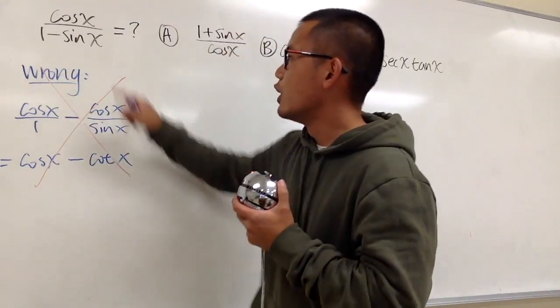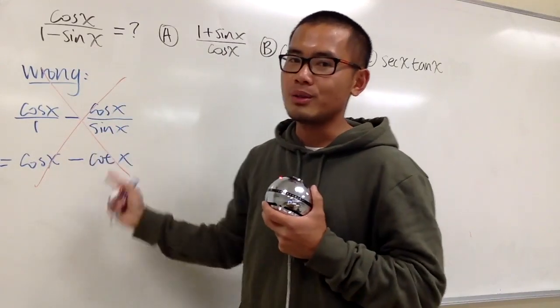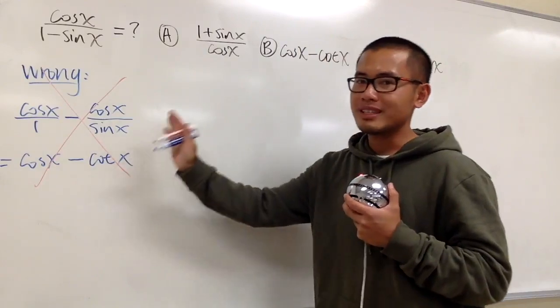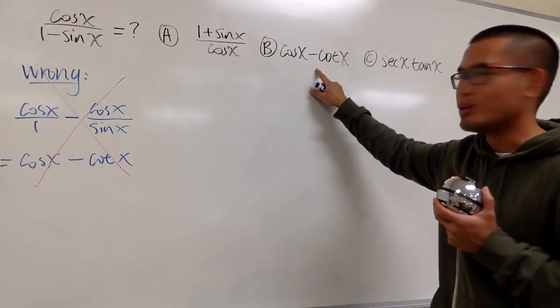The reason is that when we have two terms on the bottom, we cannot split the fraction like that, okay? So do not do it like this. With this being said, you see that choice B is the wrong answer, right?